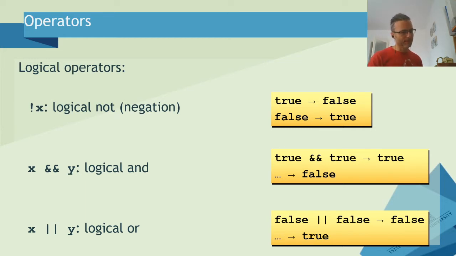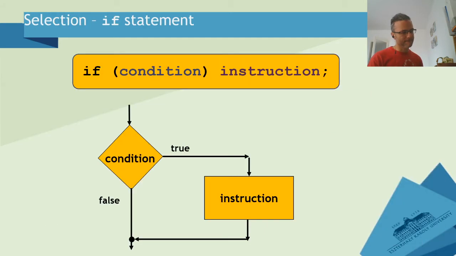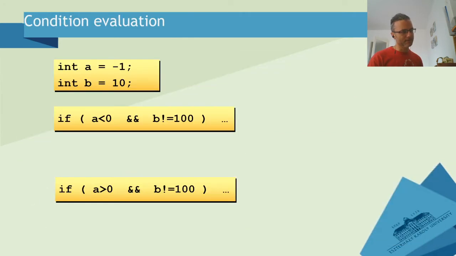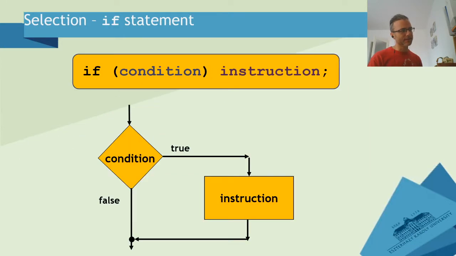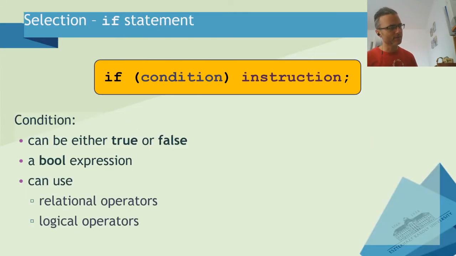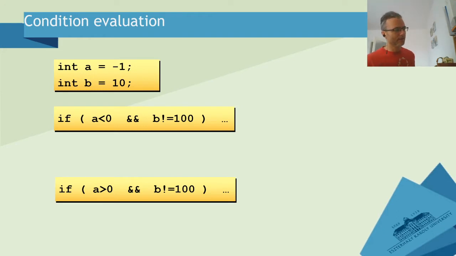Okay, let's see this example here. I'm using here an if instruction with a condition here and there. Please tell me if this first condition is true or false with respect to the values of A and B. Is this true or false? The first condition.